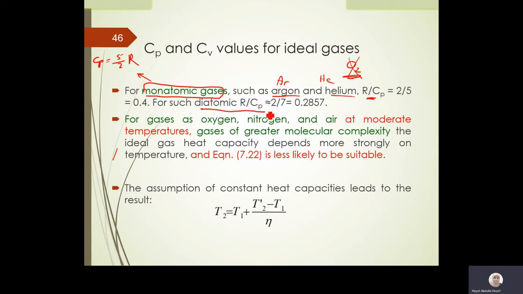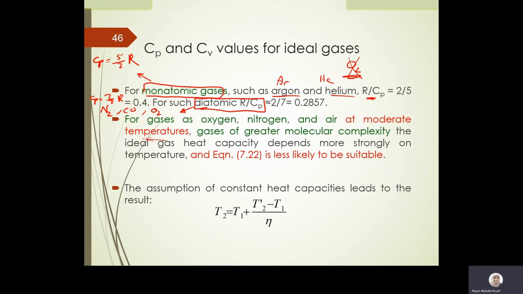But if you have a diatomic gas, meaning gas with 2 atoms, for example oxygen, CO, N2, then Cp is going to be equal to 7 over 2 R, or R over Cp is 2 over 7. What if you have other gases at moderate temperatures? For gases like oxygen, nitrogen, and air at moderate temperatures, this is only for diatomic and monoatomic.